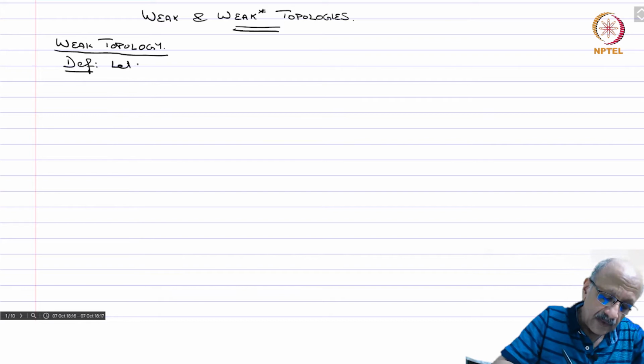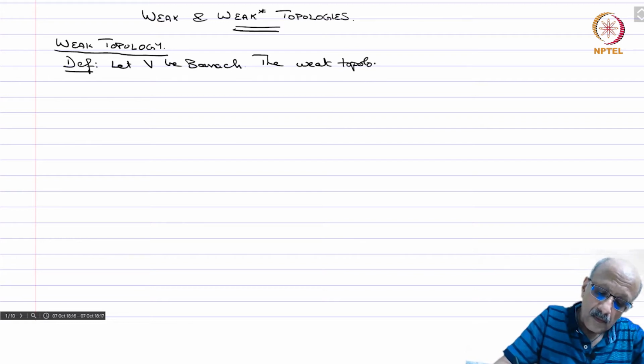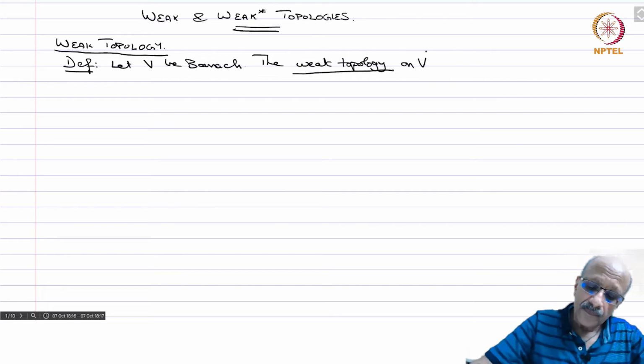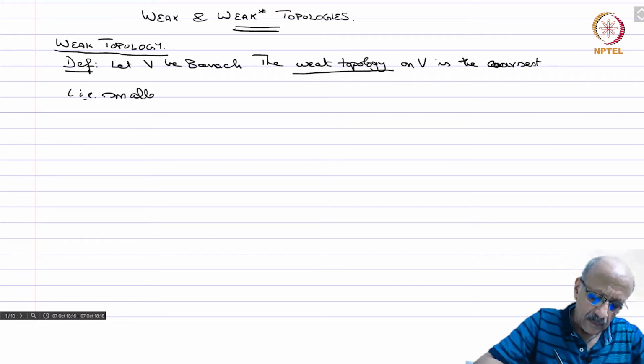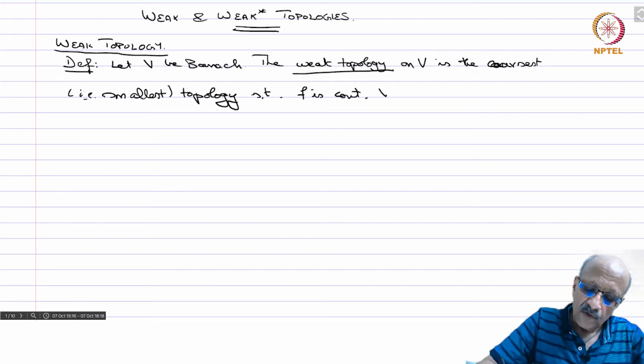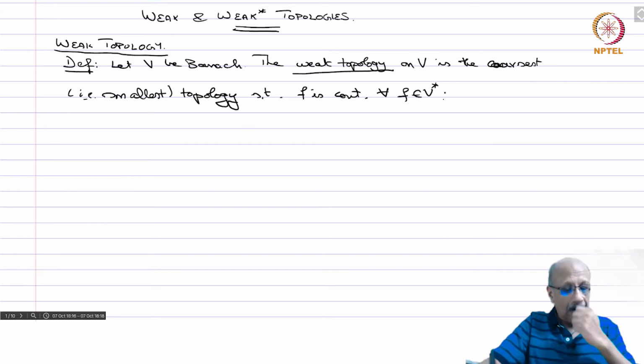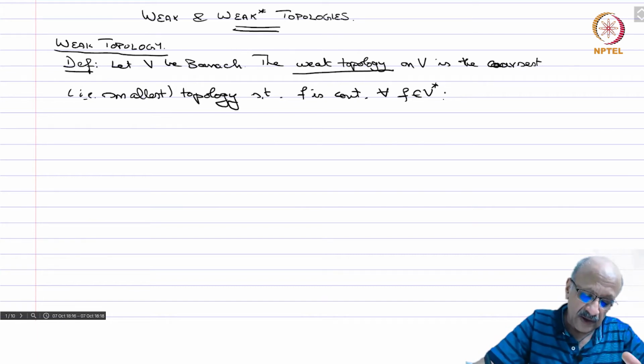Let V be Banach. The weak topology on V is the coarsest, that is smallest, topology such that F is continuous for every F in V star. Okay, so we are going to economize on the number of open sets. When I say smallest topology, I mean the least number of open sets possible, so that the members of the dual space are still continuous.